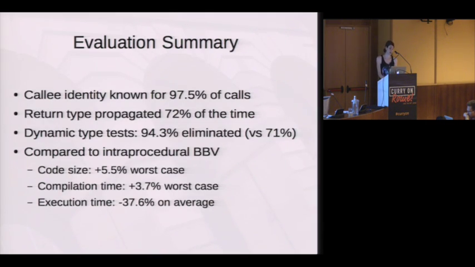The results that we got were that dynamically in 97.5% of cases in our benchmarks we can determine the identity of callees. We successfully propagate return type information 72% of the time, and we are able to eliminate 94.3% of type checks with all of our extensions as opposed to 71%. And compared to interprocedural basic block versioning, our technique produces a worst case code size increase of 5.5%. The code compilation time increases by 3.7% in the worst case, and the execution time decreases by 37.6% on average. That is compared to a system, I believe, without basic block versioning.